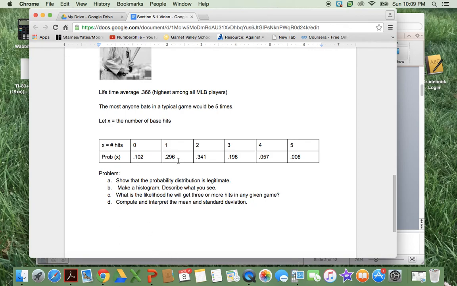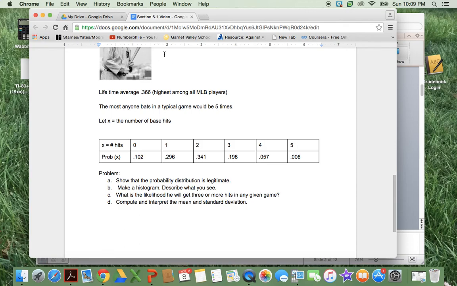That means if I add all the probabilities up, they have to equal 1. And if you add these, this plus this plus this plus this plus this plus this, they do equal 1. So that's how you show something to be a legitimate probability distribution. We're going to make a histogram. We're going to describe what we see using center, shape, and spread like we always did. We're going to see the likelihood he will get 3 or more hits in any given game. We can use this distribution by adding the probabilities for 3, 4, and 5 to figure out the probability of him getting 3 or more hits. Then we're going to compute and interpret the mean and standard deviation.